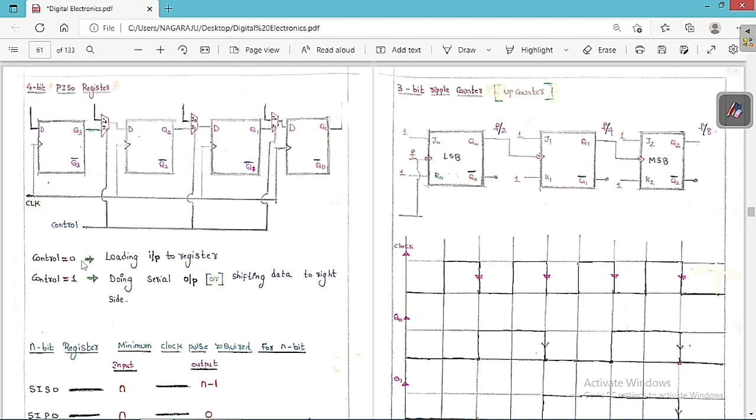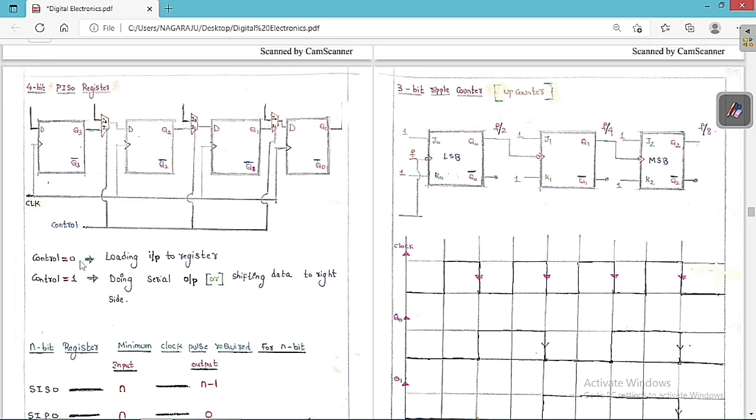If control is equal to 0, it means I0 is activated. Whenever I0 is activated, all the parallel inputs are going to be transferred. So the inputs are going to get registered into the register. So this is loading inputs to the register.